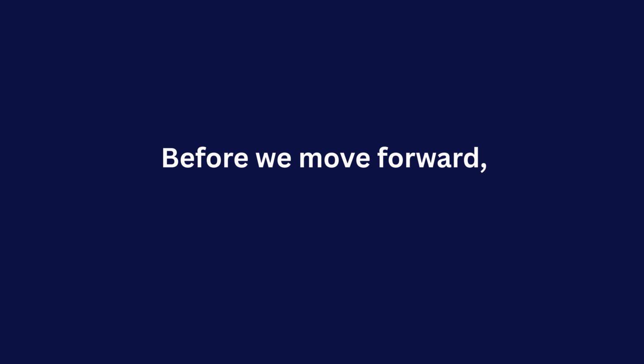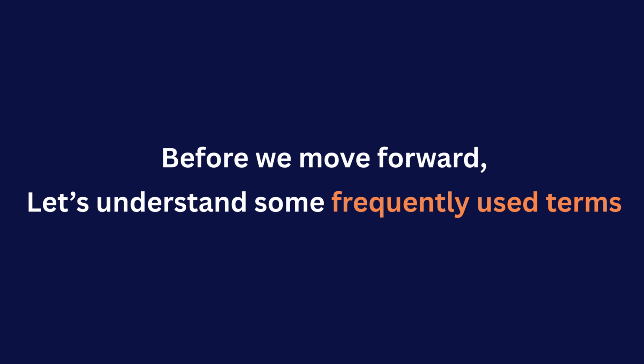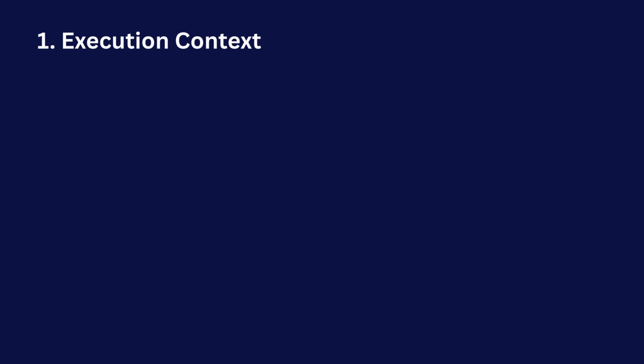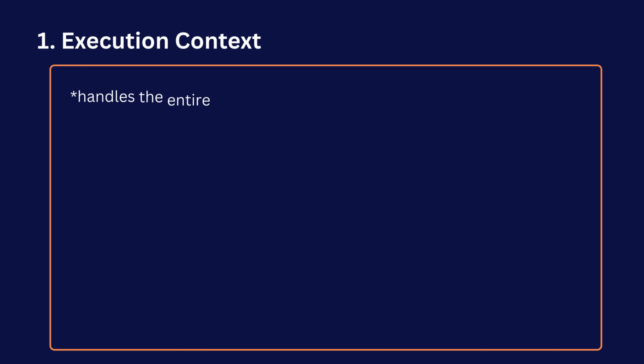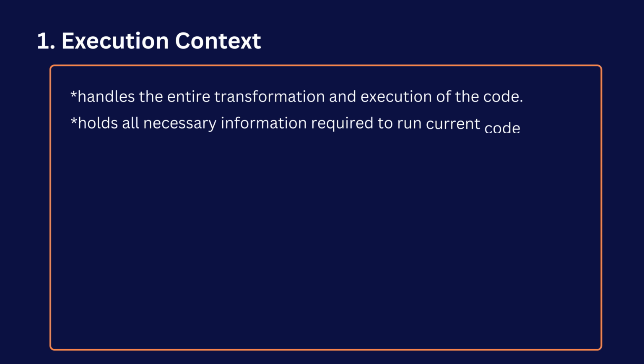Before we move forward, let's understand a few terms that we will be consistently using during this video. Number 1, execution context. When the JavaScript engine scans your code, it makes an environment within itself called the execution context that handles the entire transformation and execution of the code. Consider it as a container that holds all the necessary information for the currently running code.